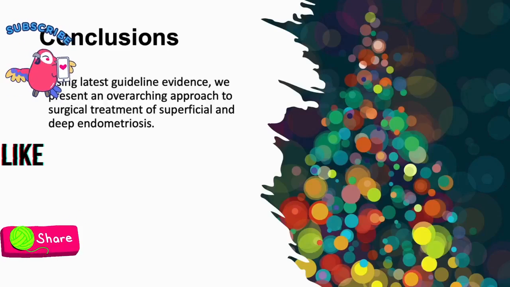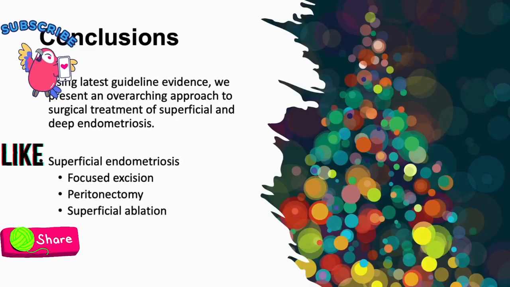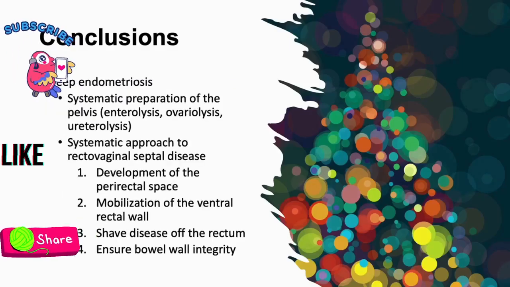Using latest guideline evidence, we present an overarching approach to surgical treatment of superficial and deep endometriosis. Superficial endometriosis can be managed with focal excision, peritonectomy, or ablation. There are pros and cons to consider when choosing a method of treatment. When approaching deep disease, the pelvis should first be prepared with enterolysis, ovariolysis, and ureterolysis. Deep endometriosis of the rectovaginal septum should be systematically approached using 4 key steps.